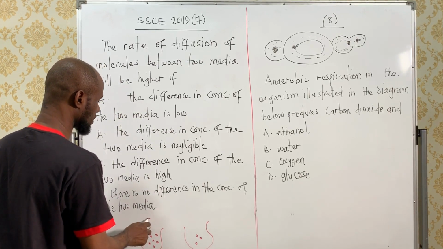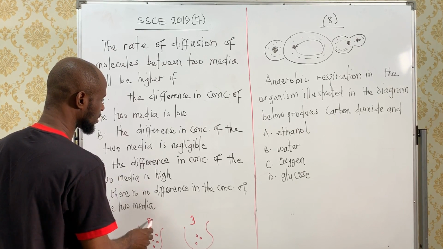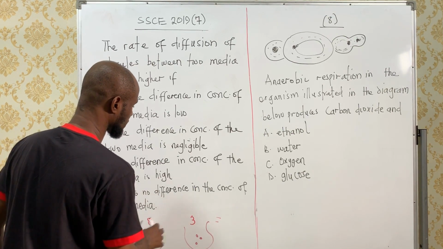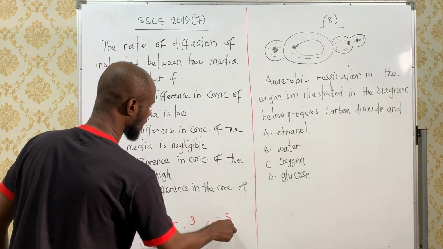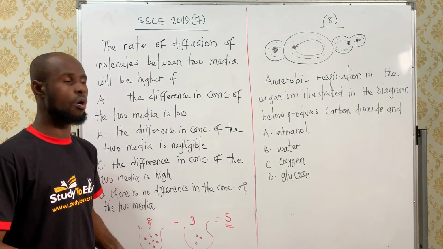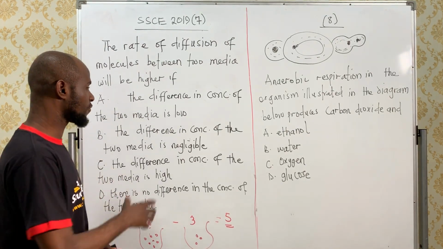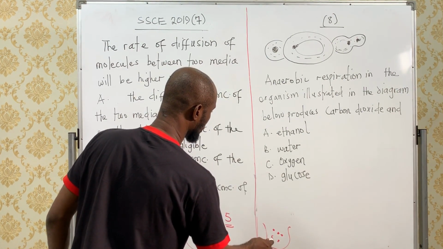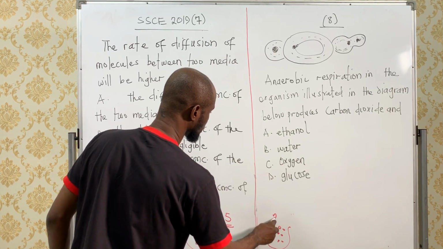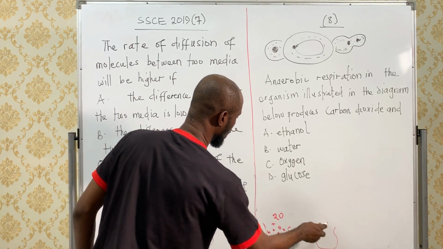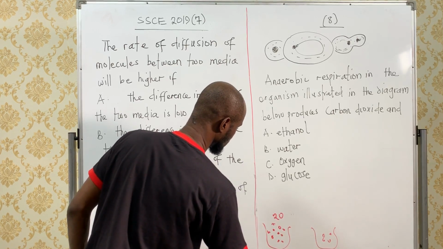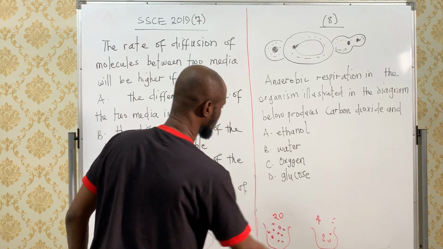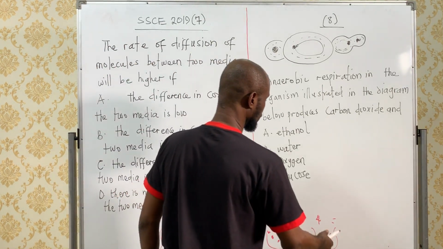Let's say we have 8 molecules here and 3 molecules here. The difference in their concentration is 8 minus 3, giving us 5. That is the difference in concentration, also called the concentration gradient. If we also have another pot here, where the molecules are, let's say, 20 here, and here we have 4. This is A, this is B. So the concentration gradient is 20 minus 4, that is 16.